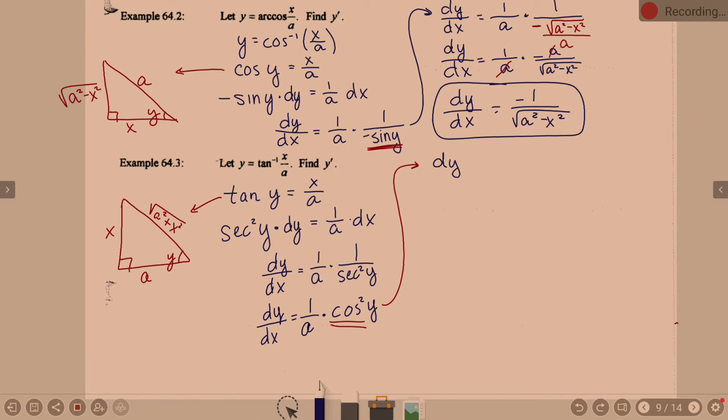So dy dx is 1 over a times cosine squared of y. What is cosine of y? Cosine being adjacent over hypotenuse. So a over the square root of a squared plus x squared. Though since it was cosine squared, we're going to square that fraction.